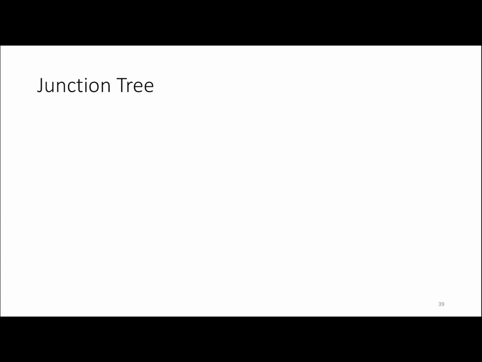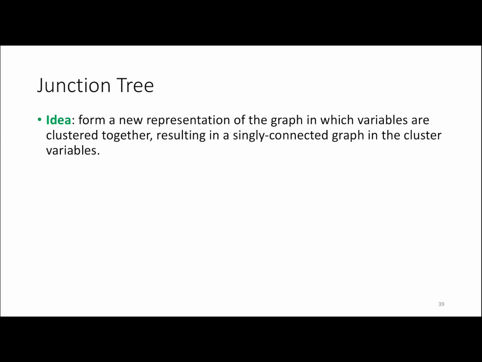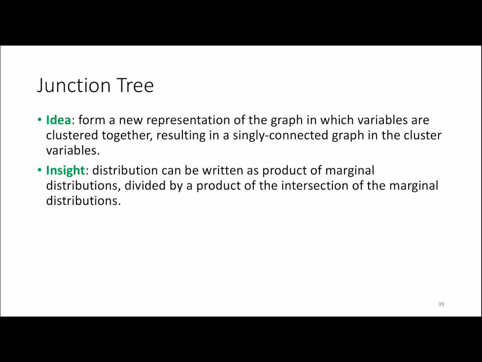So the general idea of the junction tree is as follows. It's a new way of representing a graph in which the variables in a clique are clustered together. Each of the nodes in the junction tree is a cluster of nodes. And you're going to represent the joint probability distribution as the multiplication of the probability over each of the clusters divided by the terms that are shared. And the insight is basically the example that I gave you earlier.